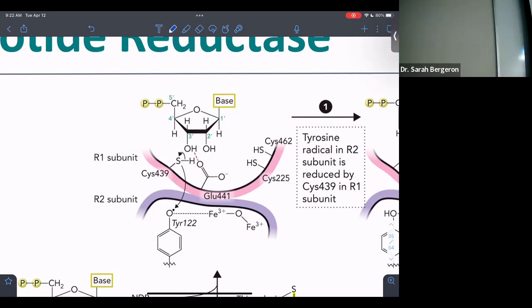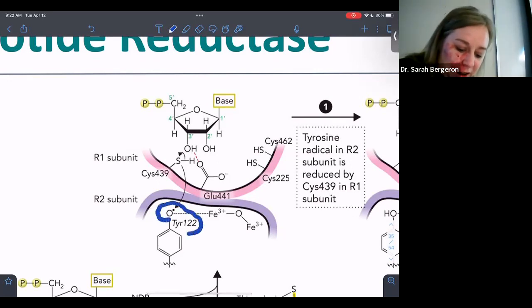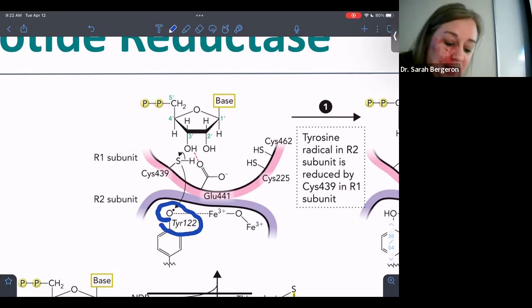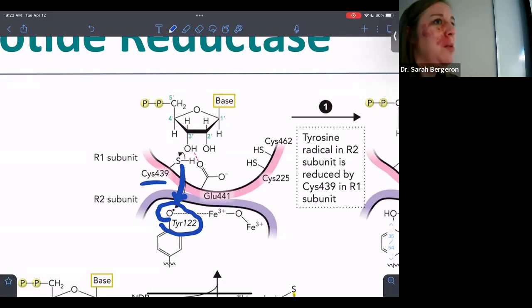Okay, so now what's going to happen in our very first step? So let me come over here so I'm not standing in front of everything. So this tyrosine free radical right here, right? It's highly reactive. So it is going to be reduced by the cysteine that's in R1 that's close to it. So that's the cysteine 439. Do you have to remember the numbers of the cysteines? No, no. Don't have to remember the actual numbers. You have to understand the mechanism. Like if I ask you questions about it, you have to be able to answer questions about it.